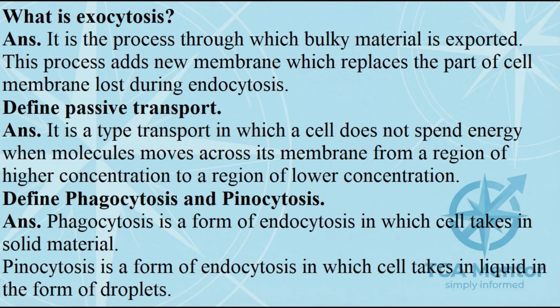What is exocytosis? Answer: It is the process through which bulky material is exported. This process adds new membrane which replaces the part of the cell membrane lost during endocytosis.